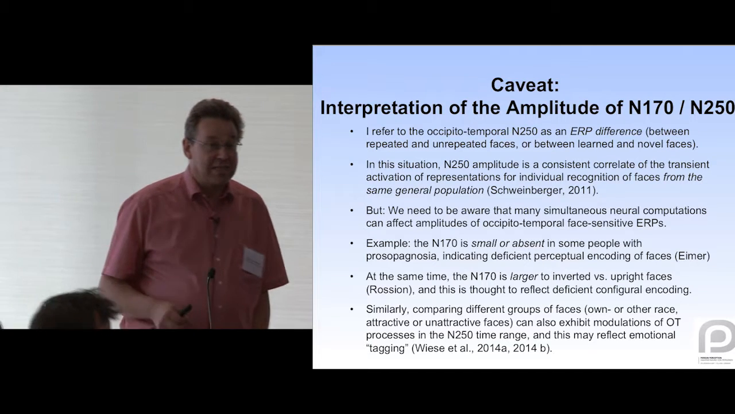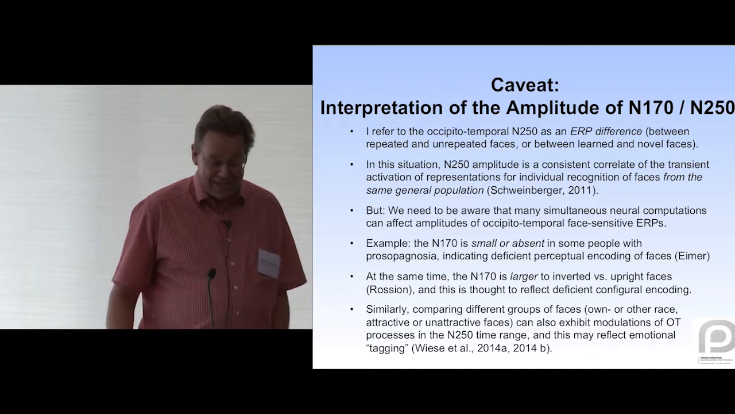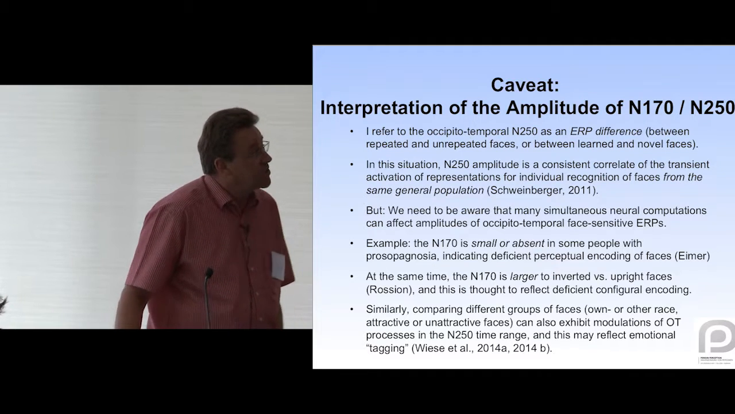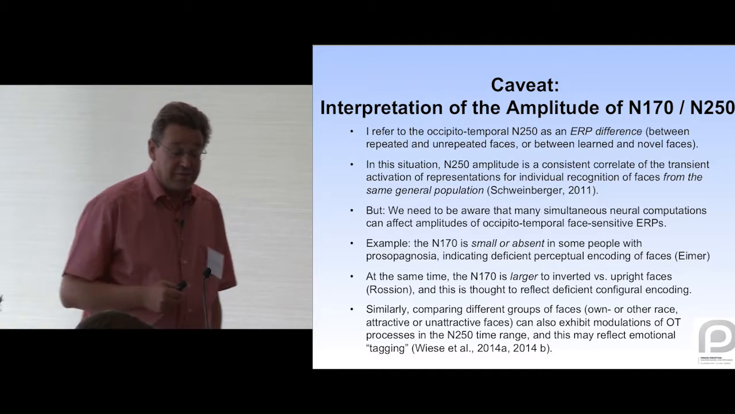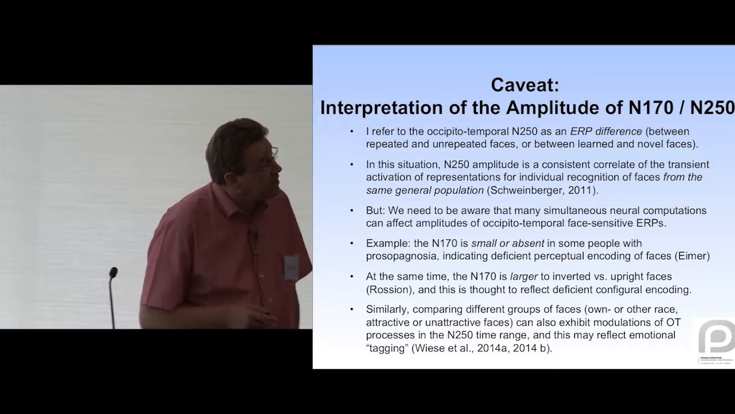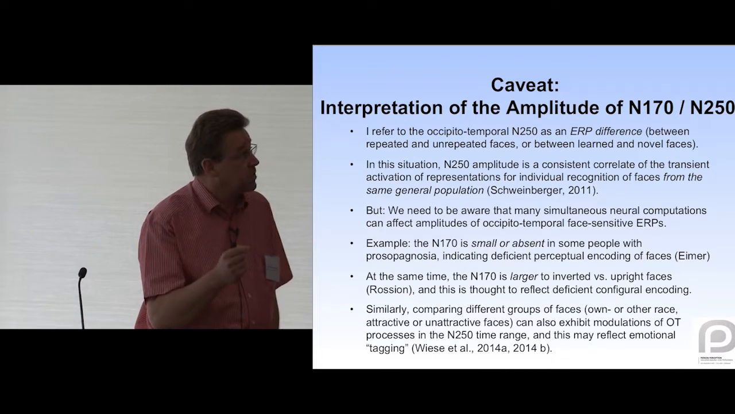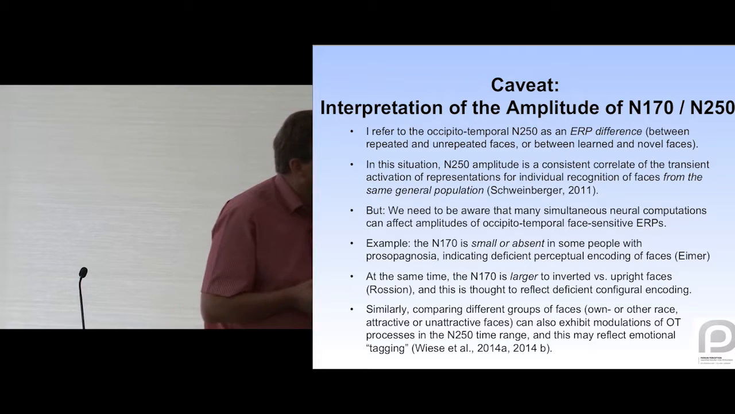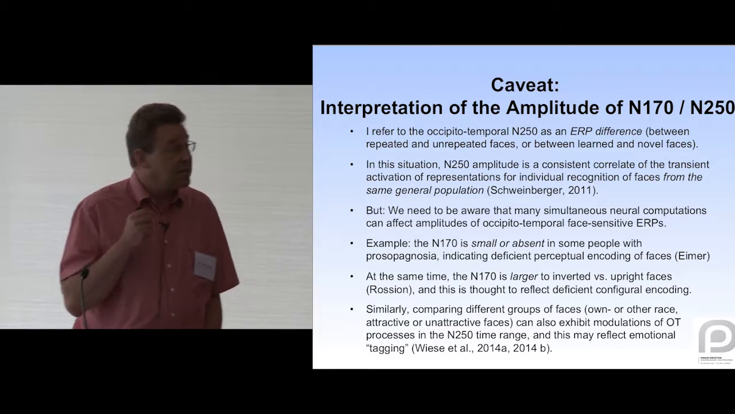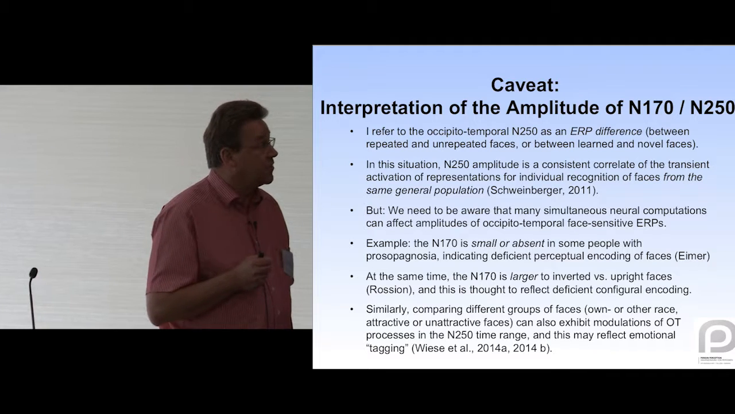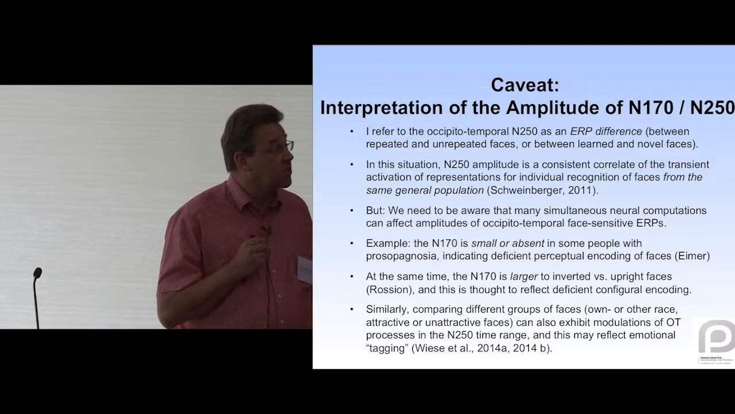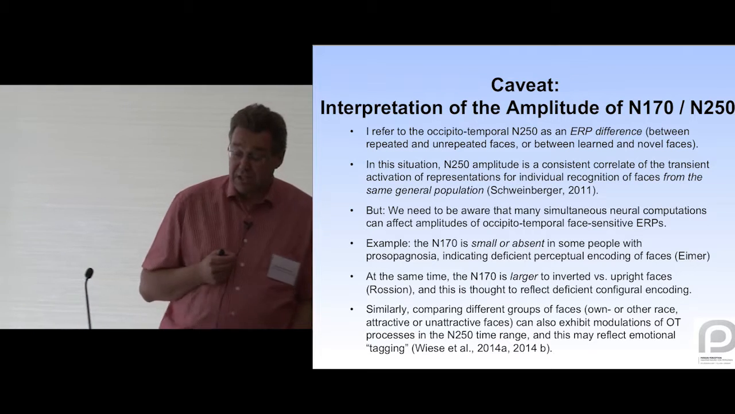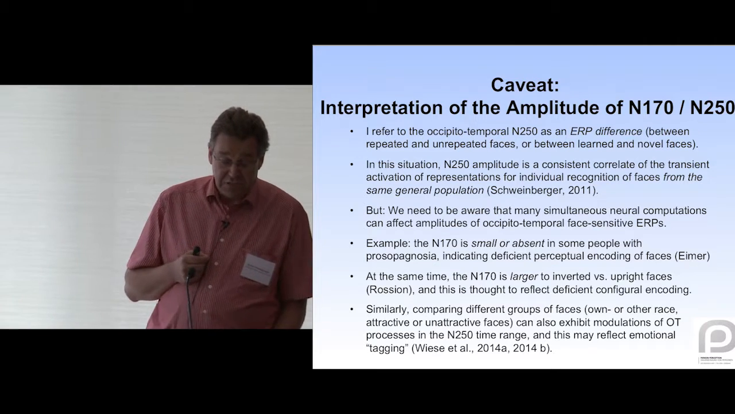So before you are puzzled, I just want to mention a little caveat. I actually refer to the occipitotemporal N250 or N250R as an ERP difference between repeated and unrepeated faces, or between learned and novel faces. And it's in this situation where the N250 is really a consistent correlate of the transient activation of representations for the individual recognition of faces.